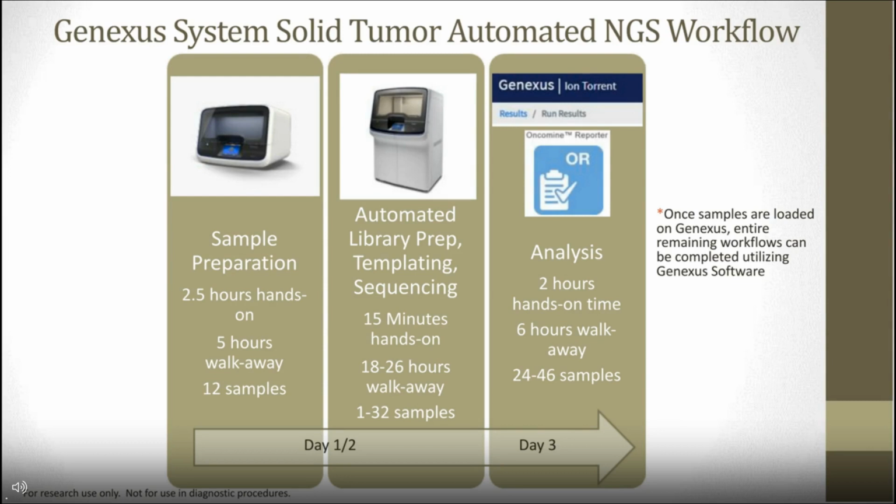So if you factor in sample preparation and then sequencing, in as little as a day, we can get results back for sequencing results that we can then go over to reporting. And so the final column, where we'll focus today, is our reporting mechanism or data analysis mechanism that we're conducting within the Genexus software or Oncomine Reporter.